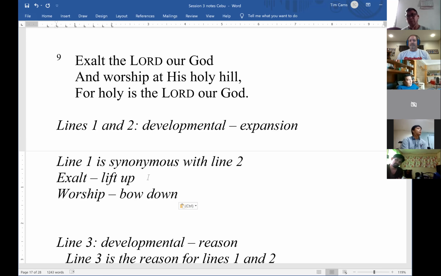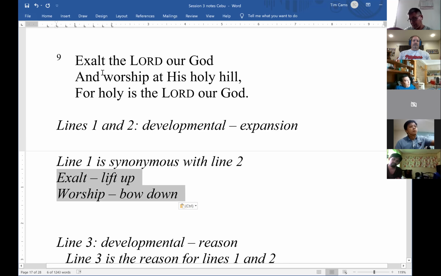I think it's almost an irony here that we exalt the Lord, we lift him up actually by bowing down. So I think understanding those two words might also reinforce this idea that these are two things he's telling us to do, not synonymous things, but one's adding to the other. All right. But you could at the beginning think, okay, maybe it's synonymous.